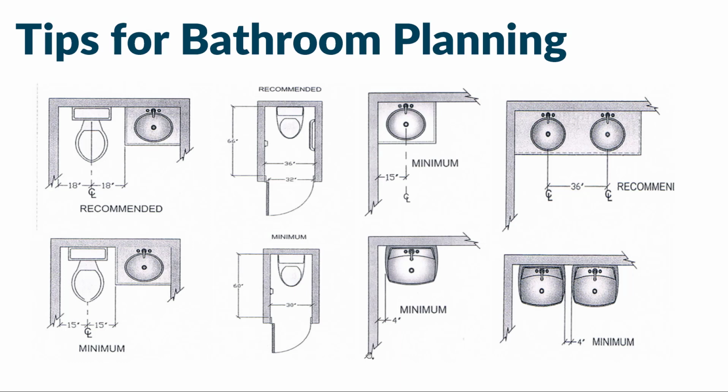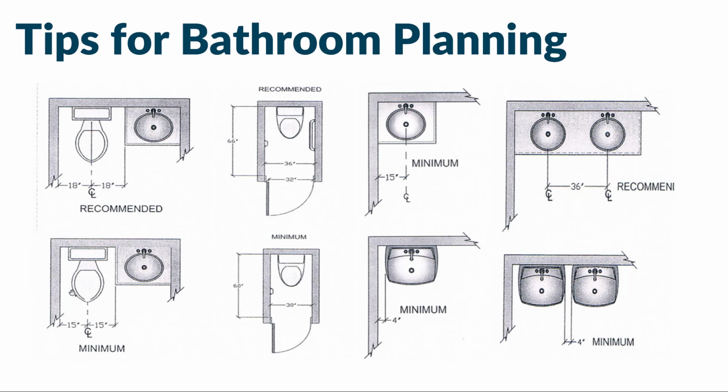So along the bottom, we have the minimum, and at the top, for the most part, we're getting into those better sizes. So just thinking about standard residential bathroom planning, the absolute minimum for the toilet location is 15 inches on center from the wall or an obstruction on the other side. So that's really having a 30-inch wide area.